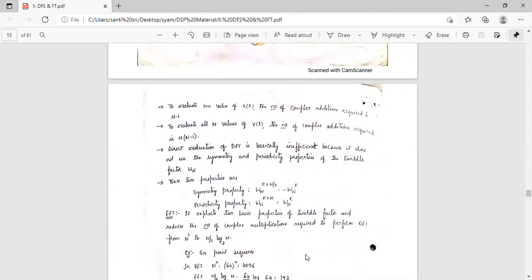So direct evaluation of DFT is inefficient because it does not use the symmetry and periodicity properties of the twiddle factor W_N. These two properties are the symmetry property and the periodicity property. The symmetry property is W_N power k plus N by 2 is equal to minus W_N power k, and the periodicity property is W_N power k plus N is equal to W_N power k. The FFT exploits these.